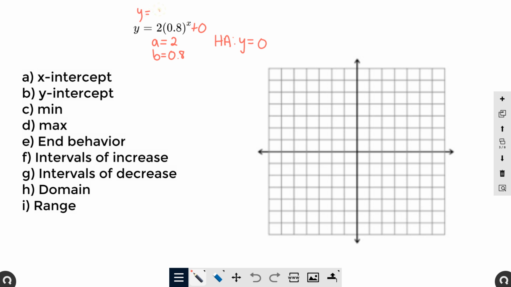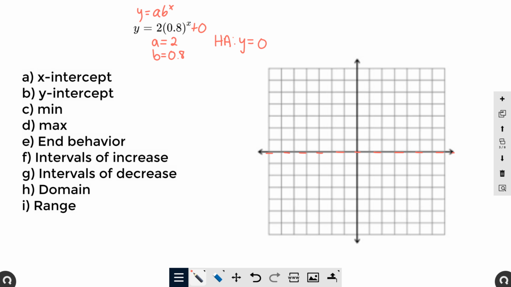HA is typically what's added at the end. So it's y equals AB to the x is the general formula. So A is the number in front, B is being raised to the power, and then whatever's at the end tells us our HA. So a review on how to graph this is at HA at y equals 0, we put a dotted line. Well, in this case, that would be our x-axis. Remember, HA stands for that horizontal asymptote that the graph does not touch or cross, okay?